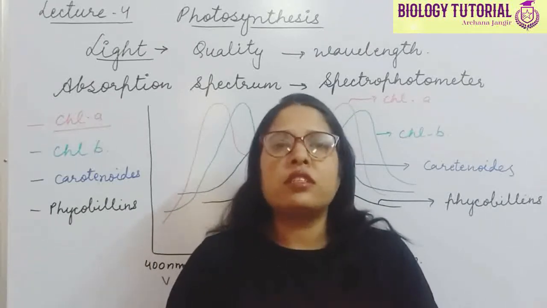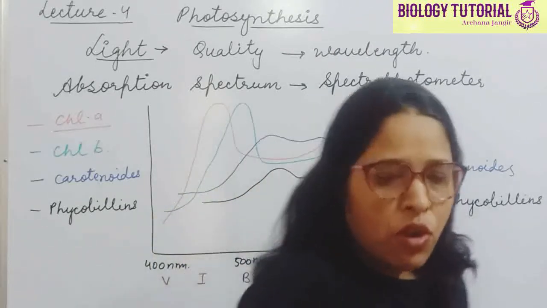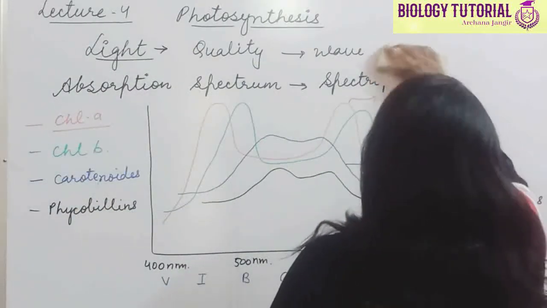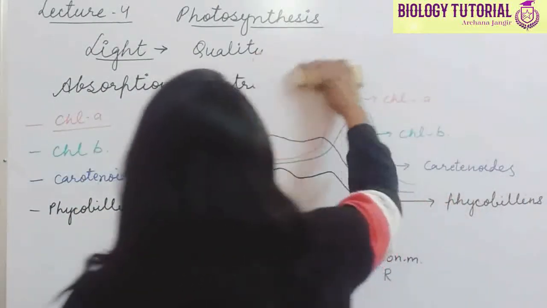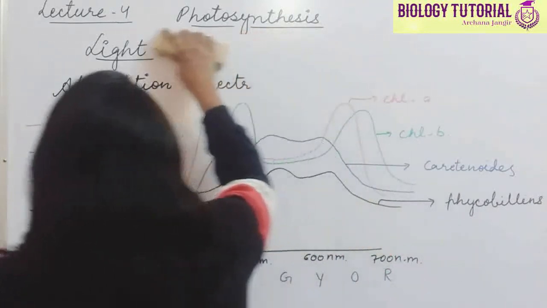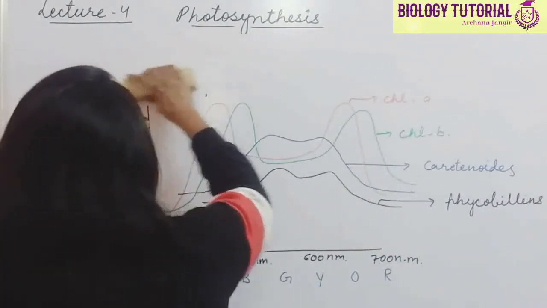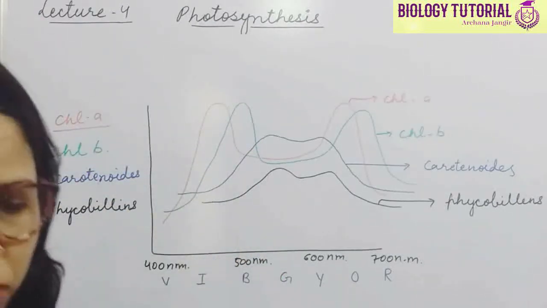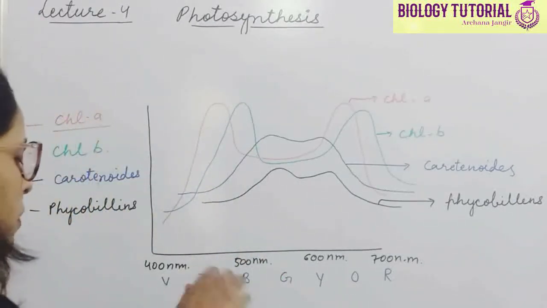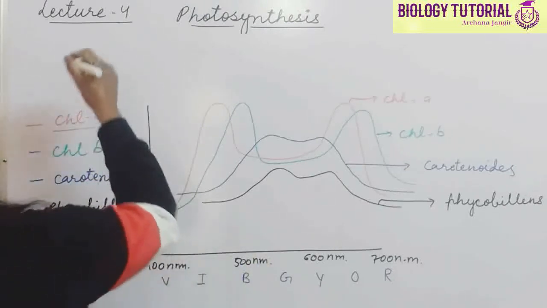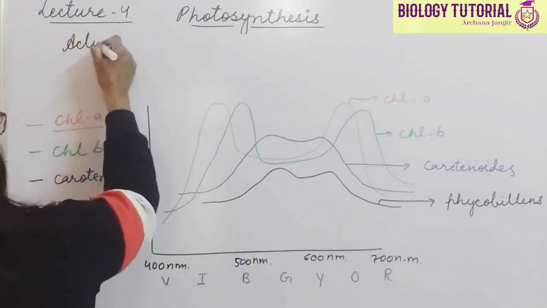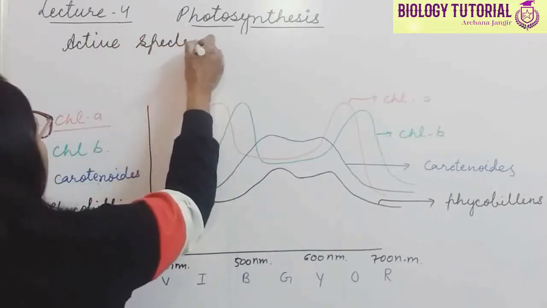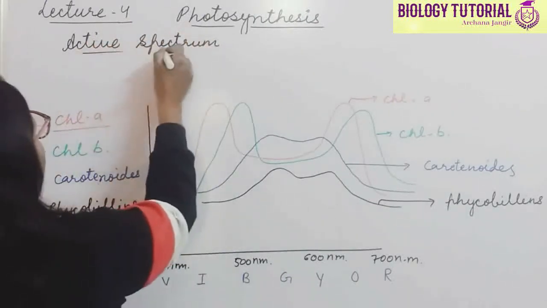Now we have to discuss the active spectrum. What is the active spectrum? For the active spectrum, an experiment was done by Engelmann. Clear? What is the experiment? We have to discuss the experiment. This diagram should remain as it is. And here is the active spectrum. Here we are going to discuss the active spectrum of light.